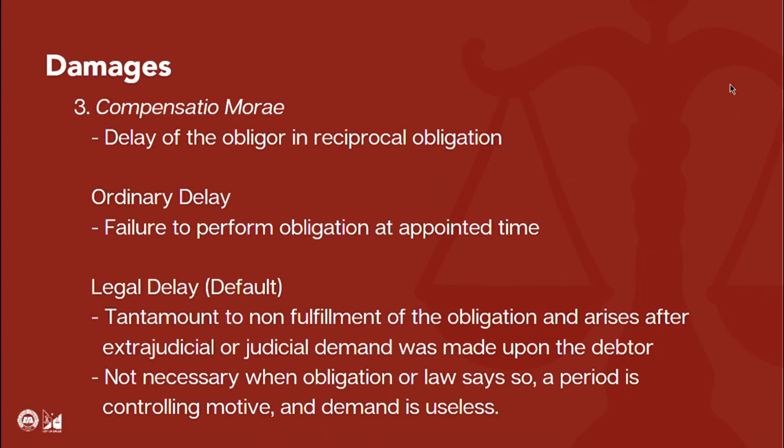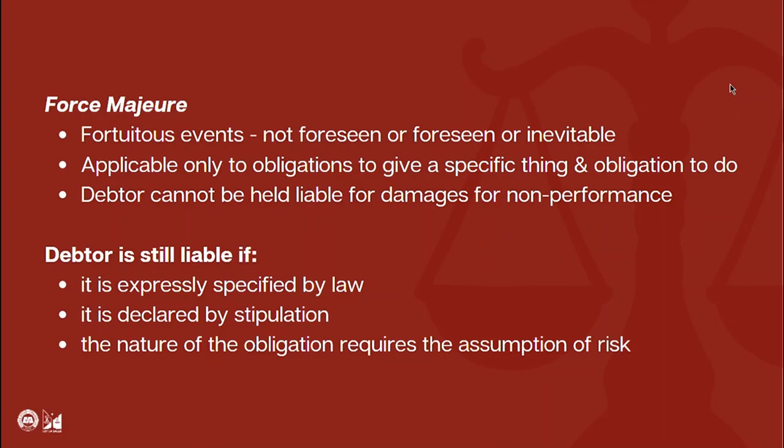Third, we have compensatio morae, which is the delay of the obligors in reciprocal obligations. Under this, you have ordinary delay, which is the failure to perform the obligation at the appointed time, and legal delay or default, which is tantamount to non-fulfillment of the obligation and arises after extrajudicial or judicial demand is made upon the debtor. This is not necessary when the obligation or law says so, when the period is a controlling motive, and when demand is useless. Under force majeure, we have fortuitous events, which are not foreseen or are inevitable.